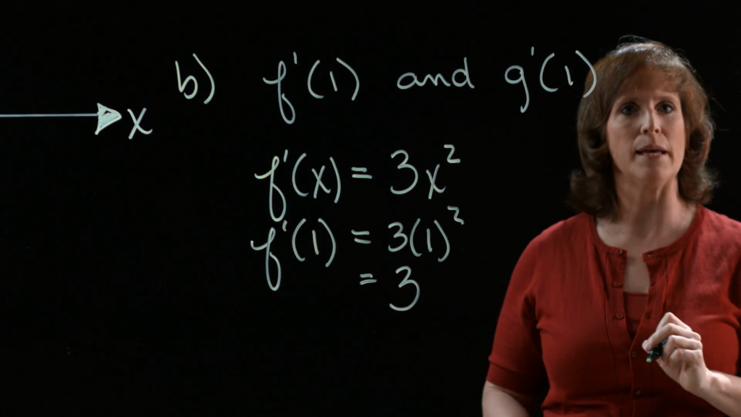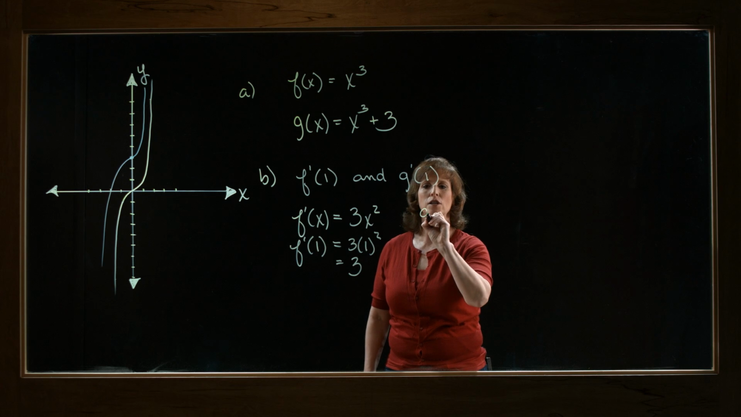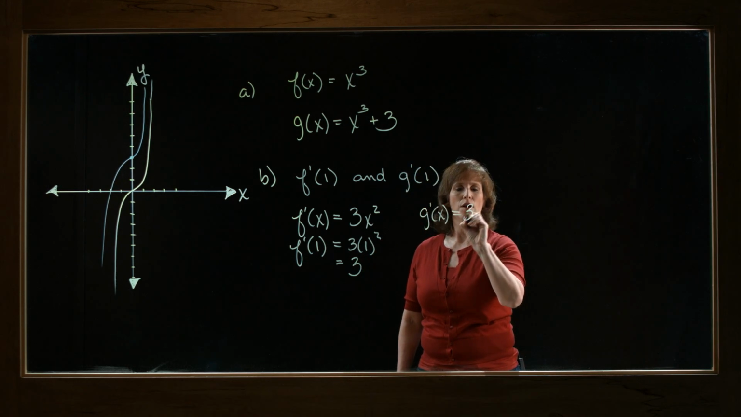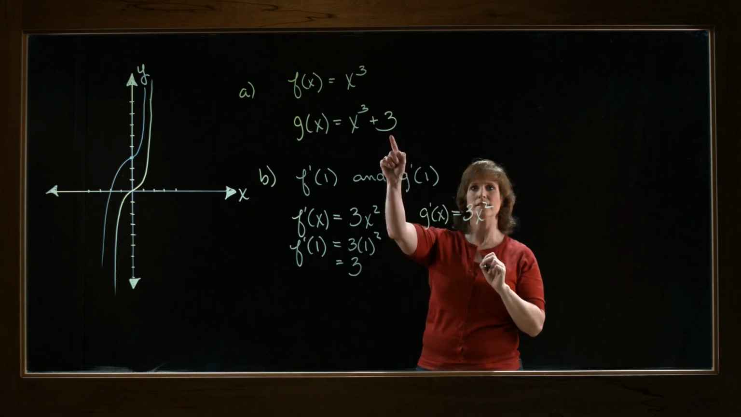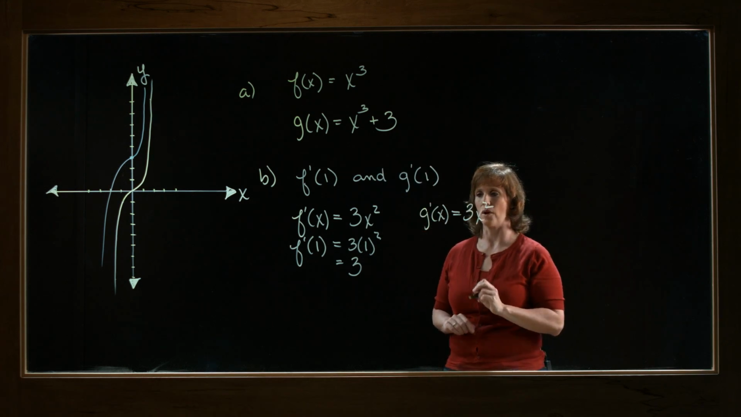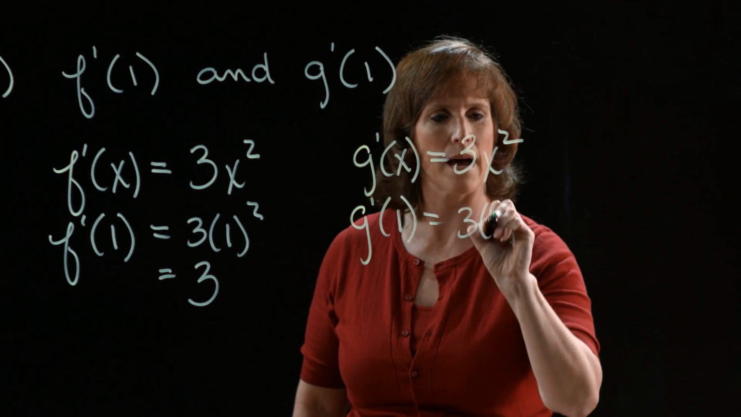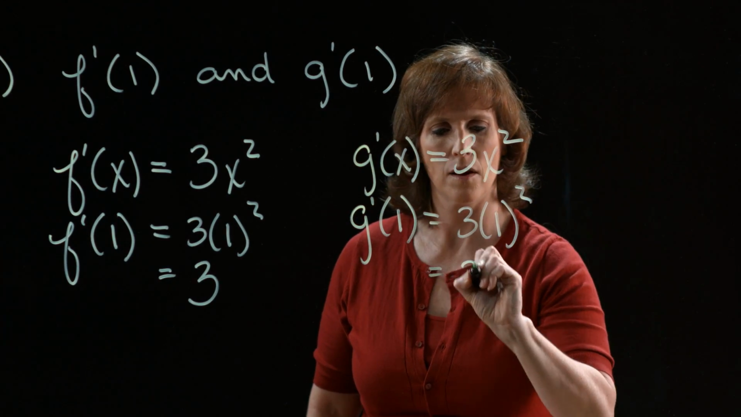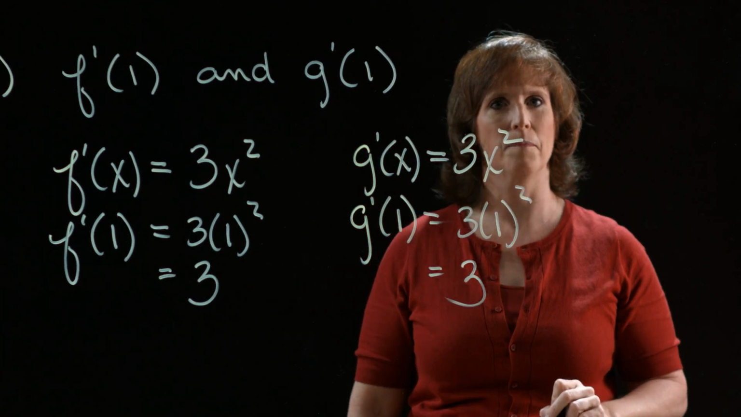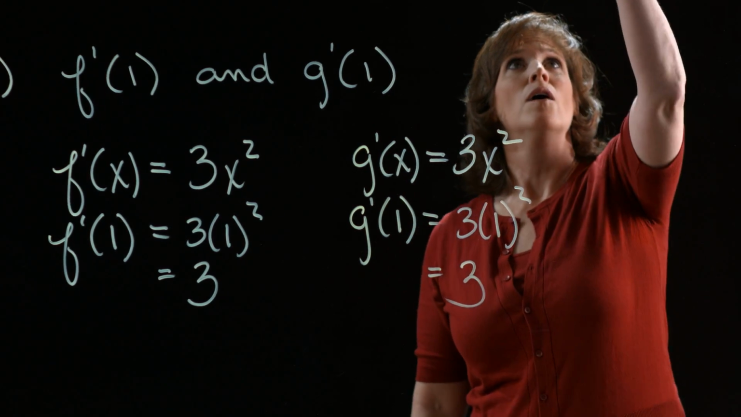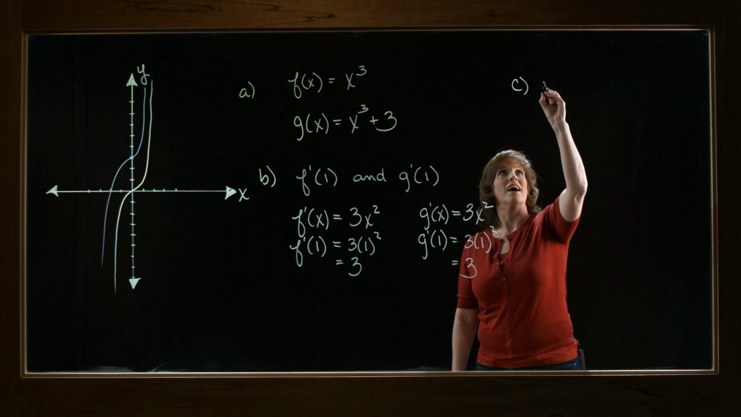We'll do exactly the same thing with our function g. G prime of x is going to be 3x squared plus 0, because the derivative of a constant is 0, which means that g prime of 1 is 3 times 1 squared, which is also 3. So that's part B. Part C, we're going to sketch the tangent lines.